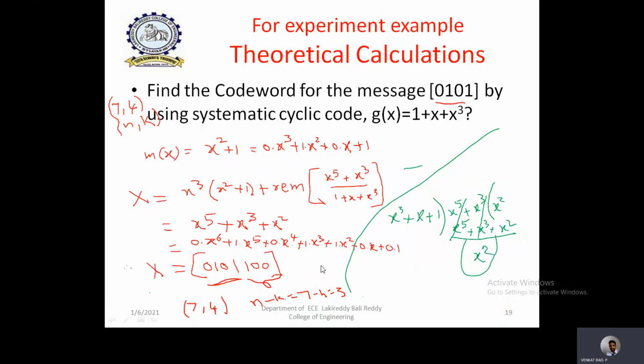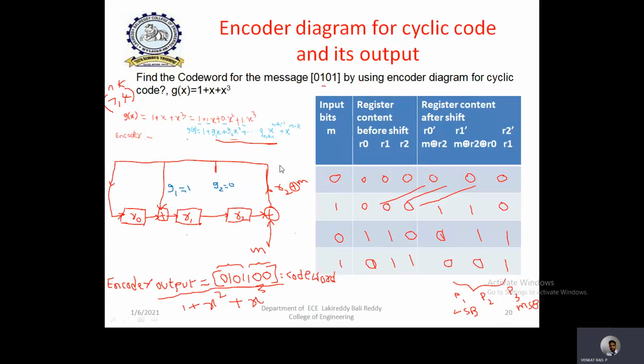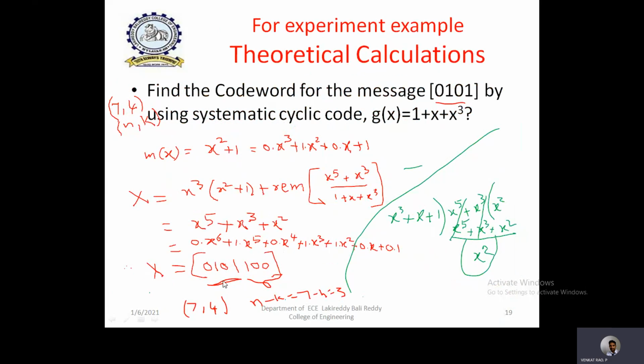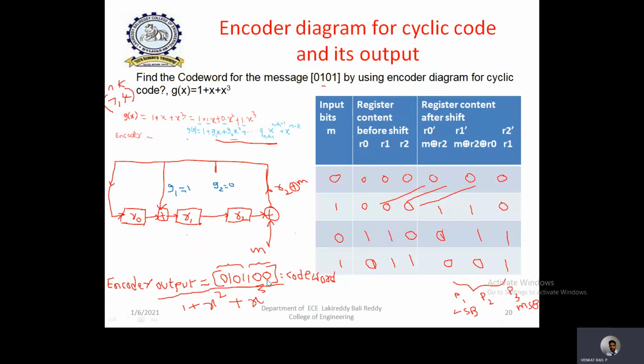This is how we can obtain the code word by using the polynomial equation or a formula for systematic cyclic code, right? Next, going to the design concept. How do you design the encoder and decoder for a cyclic code? Okay, let us see in a very brief way. Find the code word for a given message, the same message, by using the encoder diagram for a cyclic code. Of course you can find the code word by using this formula, and similarly the same output can be obtained by using the encoder diagram also.